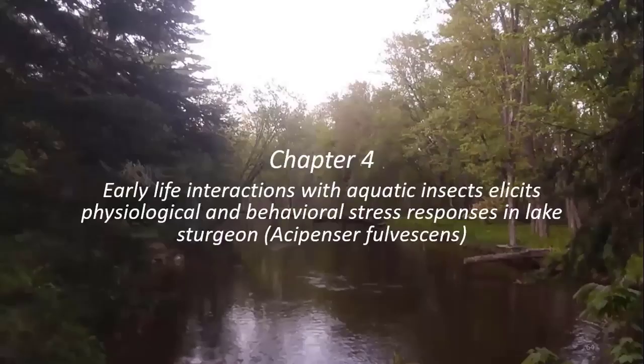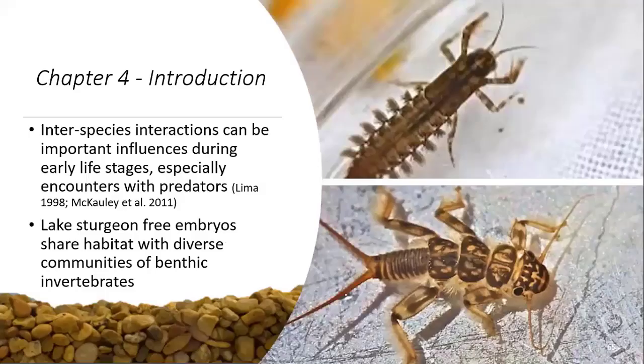So moving on to chapter 4, I looked at the context of ecological community, specifically looking at interactions with aquatic insects. So interspecies interactions can be important influences during early life stages, especially if this involves predation risk, which can potentially be a source of stress.